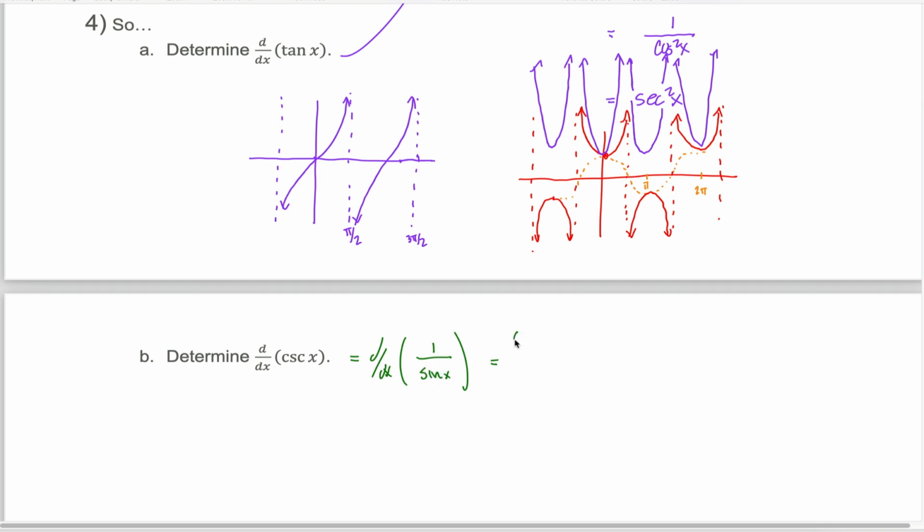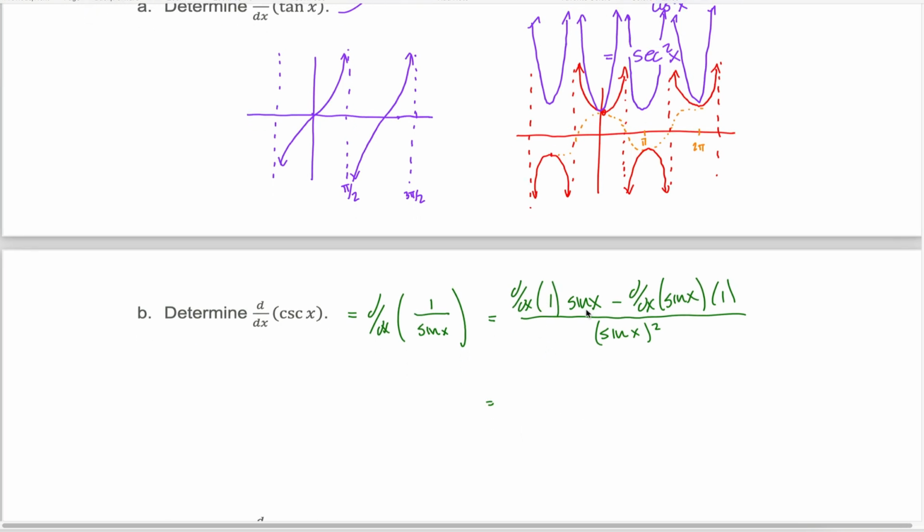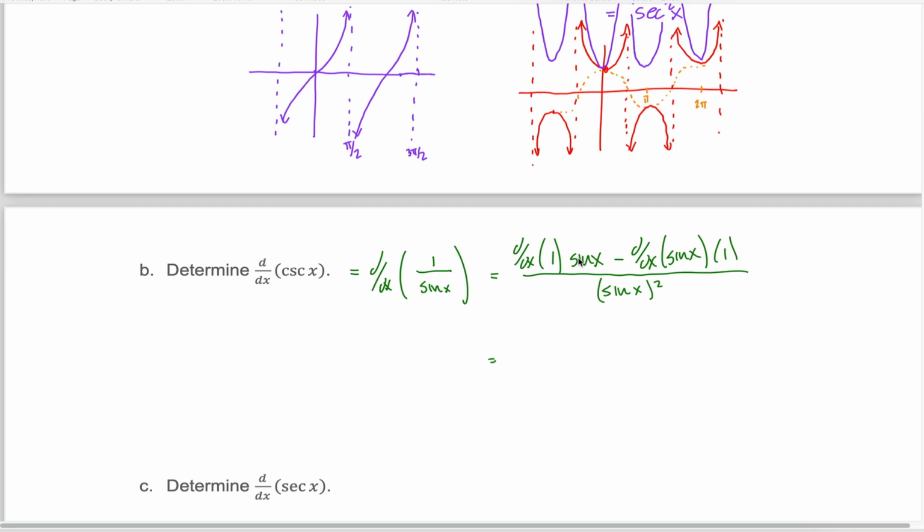quotient rule. I'd get the derivative of the top, the derivative of 1, times the bottom, the sine of x, minus the derivative of the bottom, the derivative of sine of x, times the top, which is just equal to 1. And then don't forget, you got to divide by the bottom, sine of x, squared. Nice thing happens here, because I'm taking the derivative of a constant here, it's just equal to 0. And 0 times anything, sine of x in this case, is just 0.